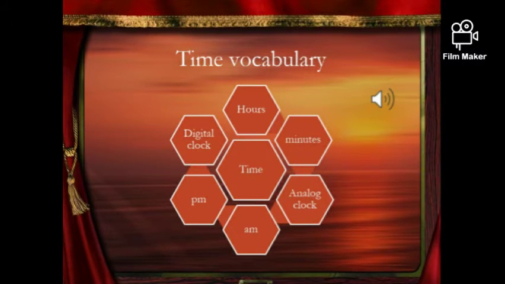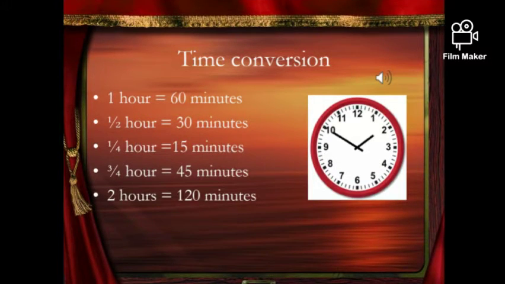Now there is a time vocabulary. In time vocabulary, you are familiar with a few of the words like digital, analog, AM and PM. AM means the time that is after 12 at night, and PM is the time after 12 in the morning.